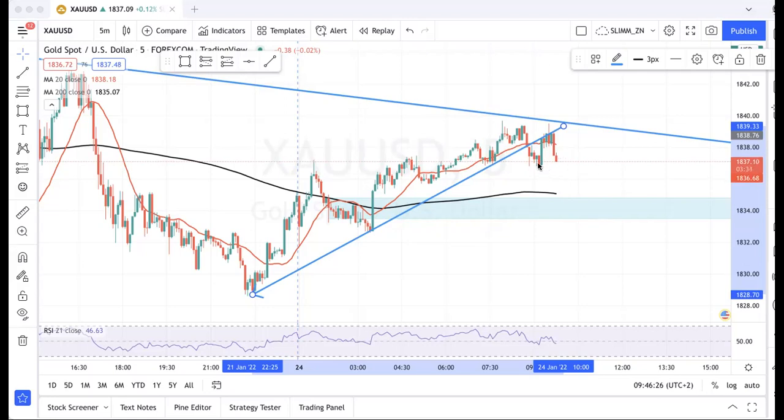Okay, so possibly price can break this OB or it can reject, then push up. But if it breaks, then we're looking for price to come back. This is the 200 MA, this is a zone. So this could be a possible TP if they break this OB. So we just keep an eye on that one.